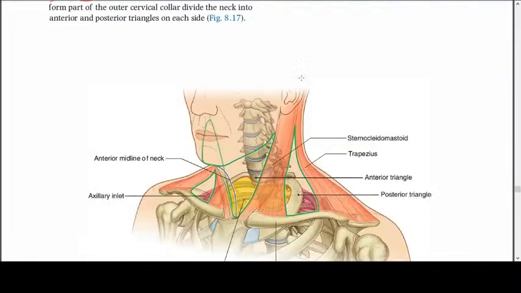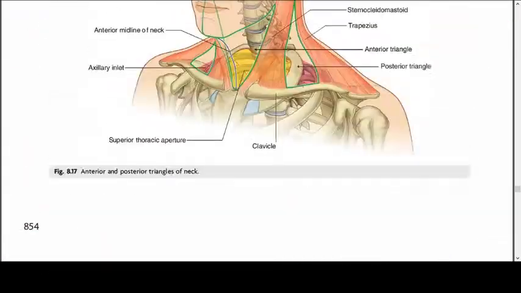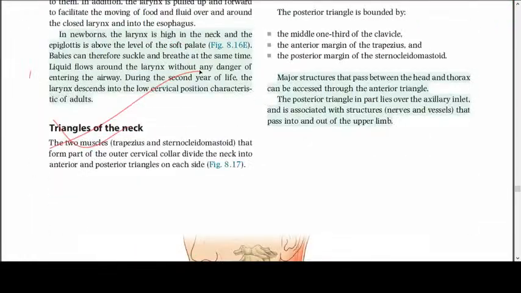Okay, the triangles of the neck, which is in our course. So let's start with the triangles of the neck.